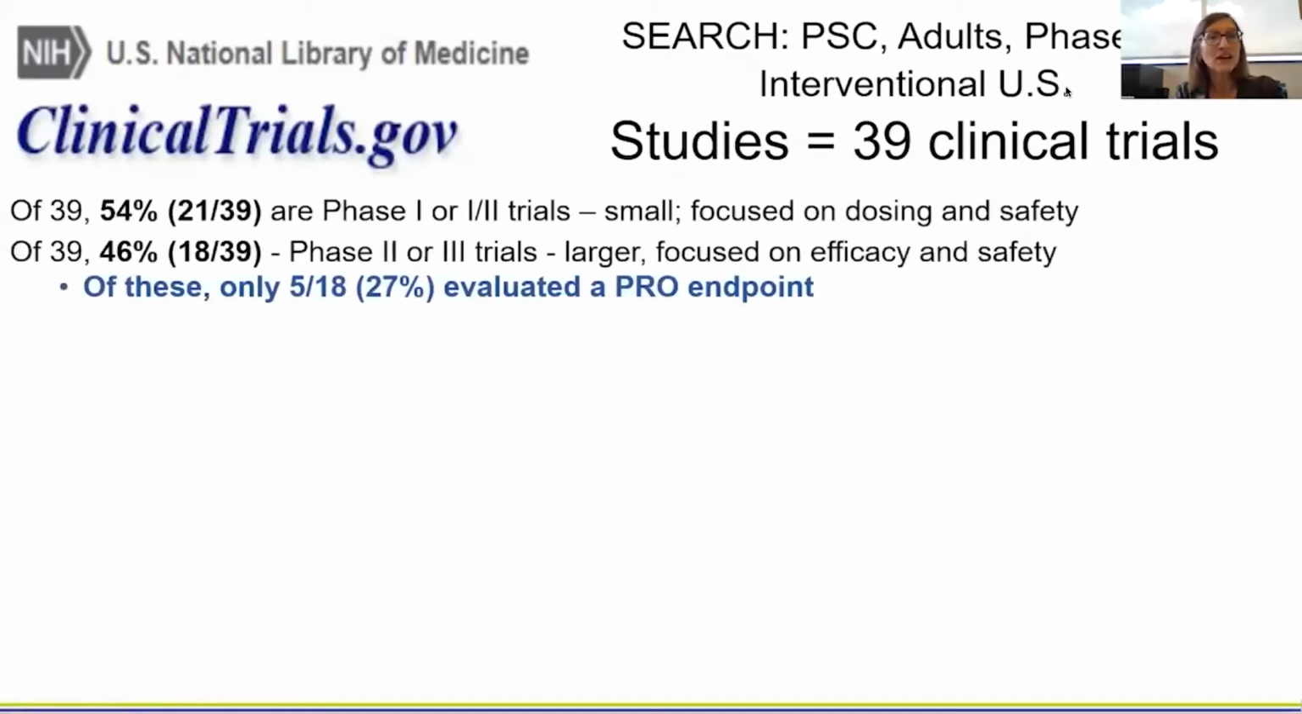Of these 39 trials, half of them are phase 1 or 2 trials, and these are small studies. They're focused on dosing and safety, and so they're really not appropriate for using the PRO measure in most of these phase 1 trials. But the other half, there were 18 studies that were phase 2 or 3 trials. They're larger and more focused on treatment efficacy and safety. And of these 18 studies, only 5, or 27%, evaluated a PRO endpoint. So this would be a number that we would hope to see improving over the next several years.